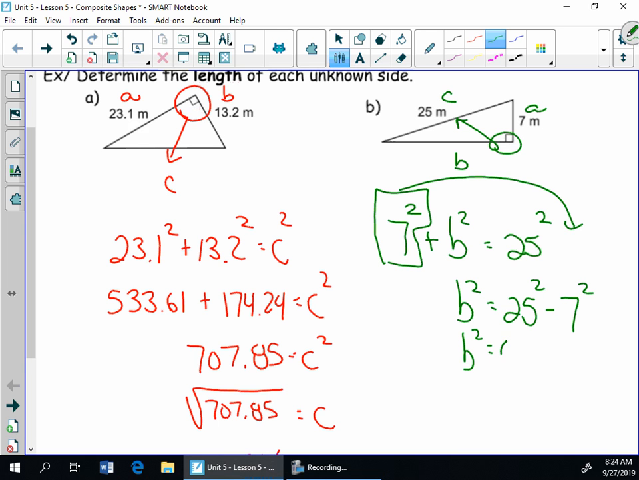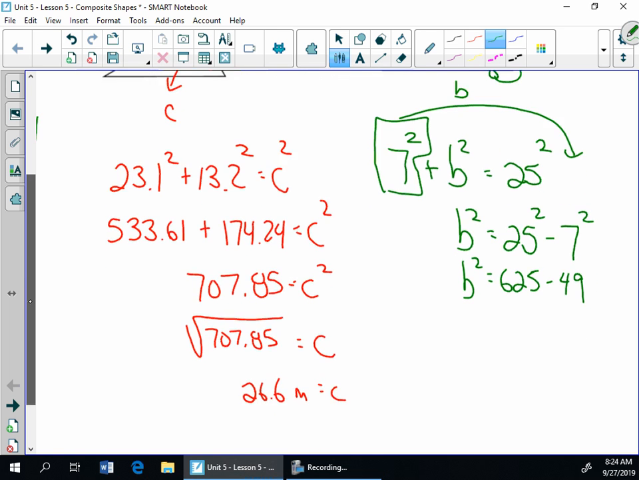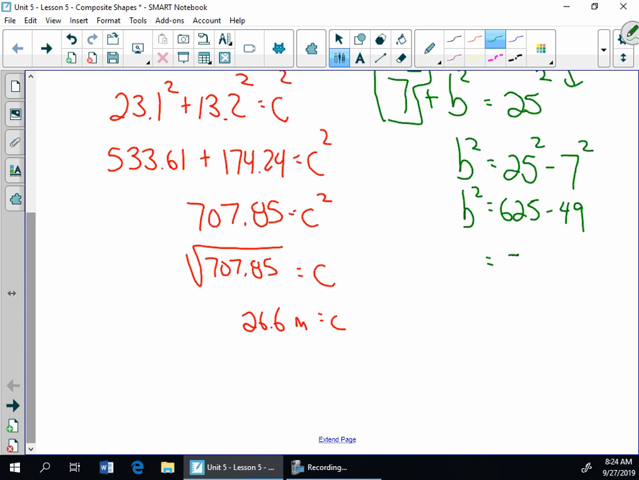Okay, calculator time, 625 minus 49. And that comes out to 576. But again, that's B squared. We want B, so we got to square root it. And B, I got to be 24 meters.